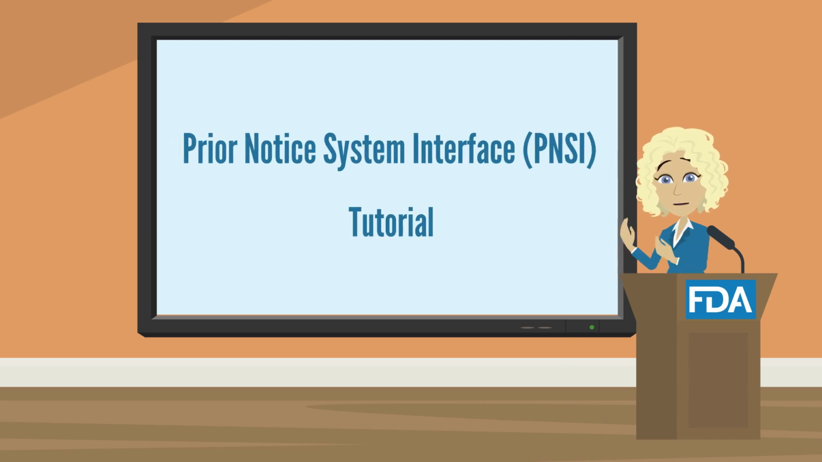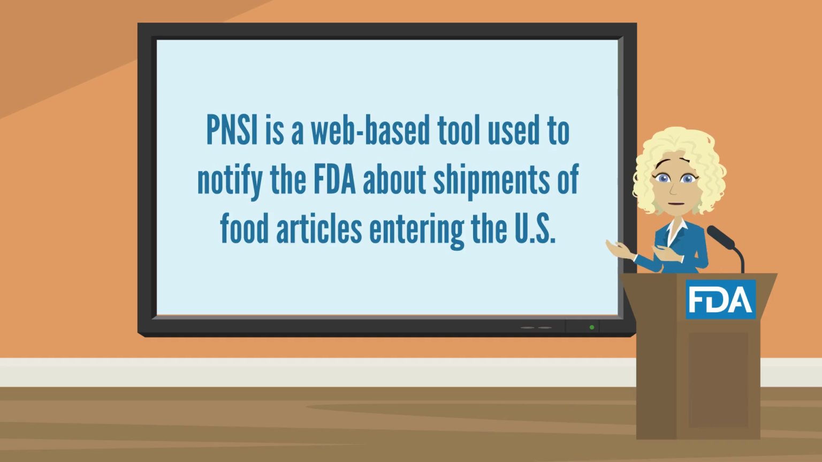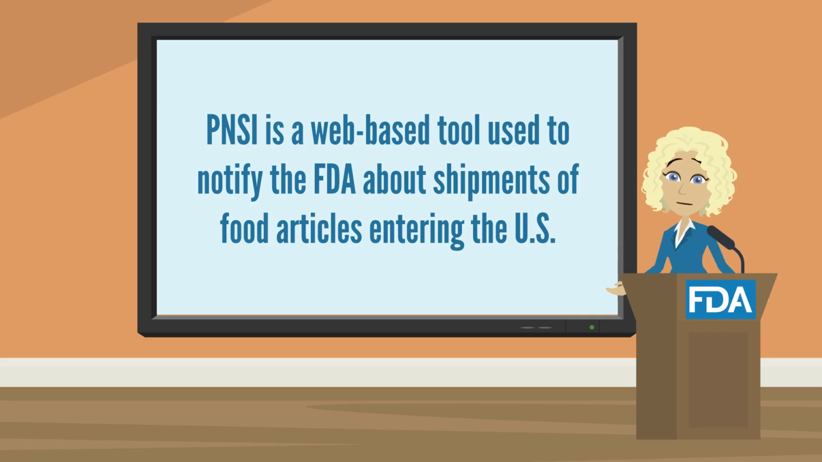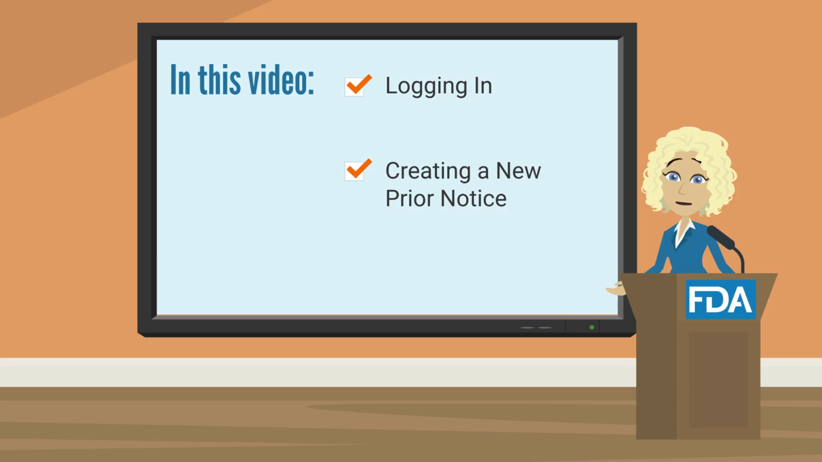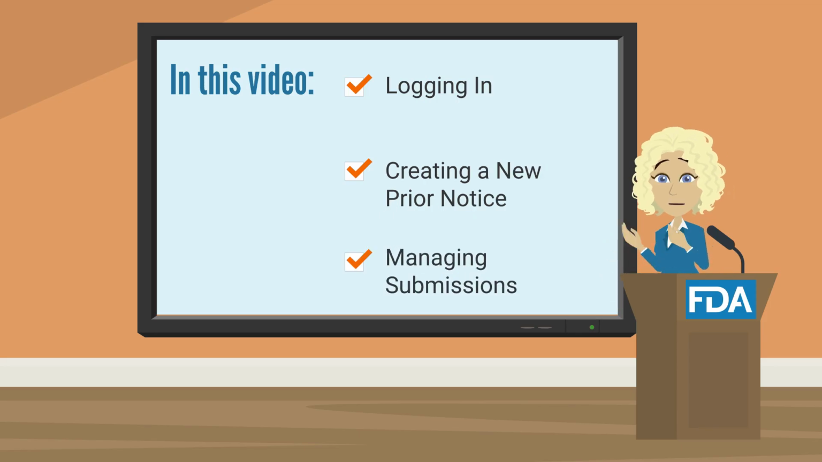Welcome to the walkthrough of the Prior Notice System Interface, or PNSI. PNSI is a web-based tool used to notify the FDA about shipments of food articles entering the U.S. In this video, we'll guide you through logging in, creating a new prior notice, and managing submissions.